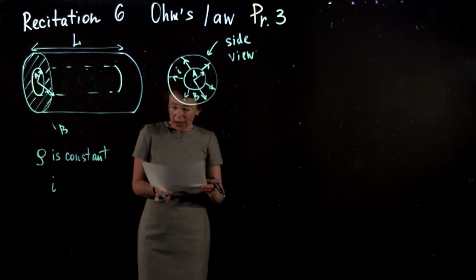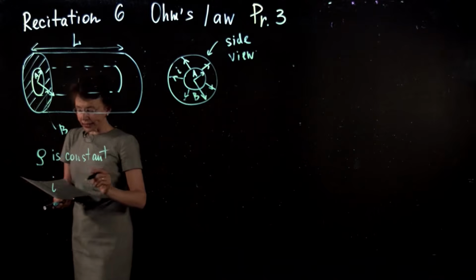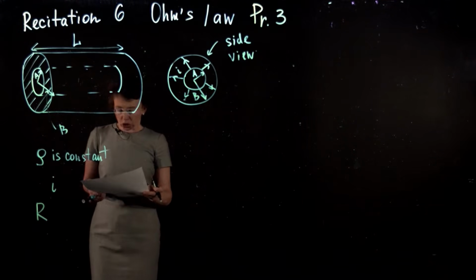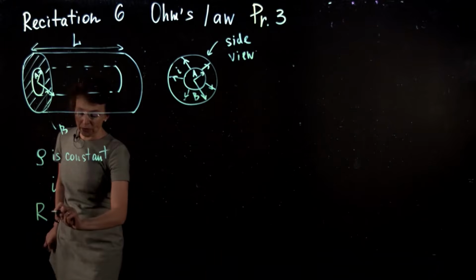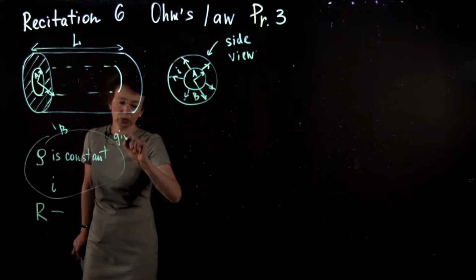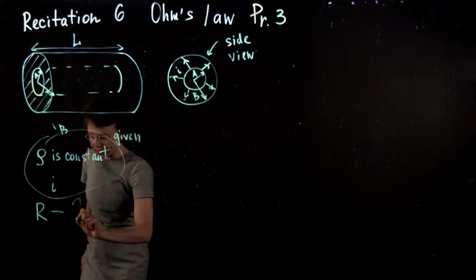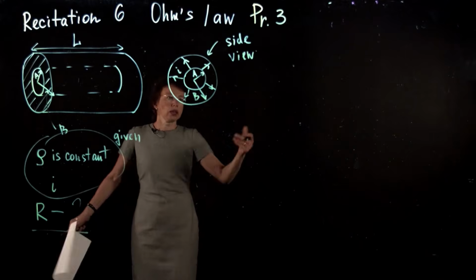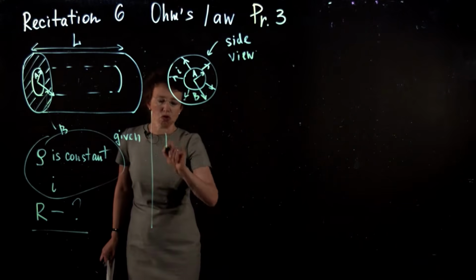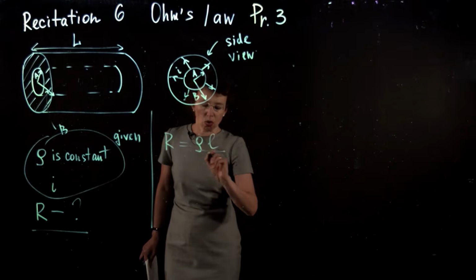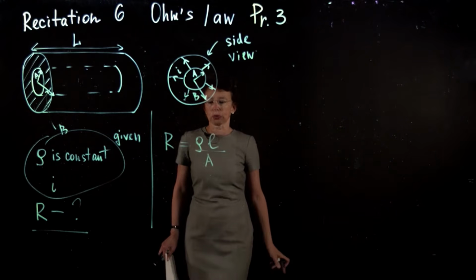What I need to find is the resistance R of this shell to the flow of the current. So this is given, and we need to find the resistance of this wire. Okay, so it looks like a simple problem. We write R as rho L over A, and now the trouble begins.